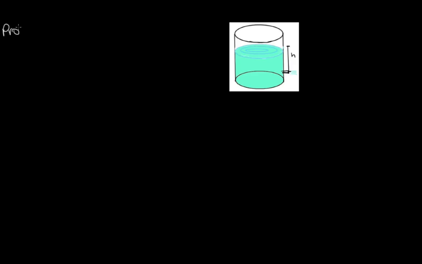Problem 5. So we're told that the water tank shown here is open to the atmosphere. So we've got 1 atmosphere of pressure acting up here. And we need to find an expression for the speed of the water leaving the tank here.